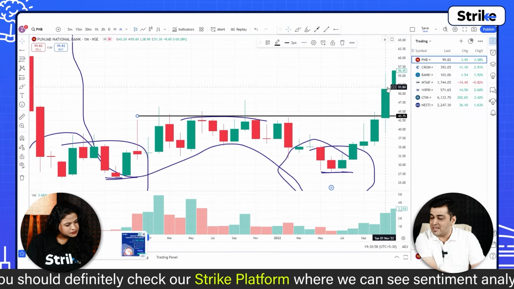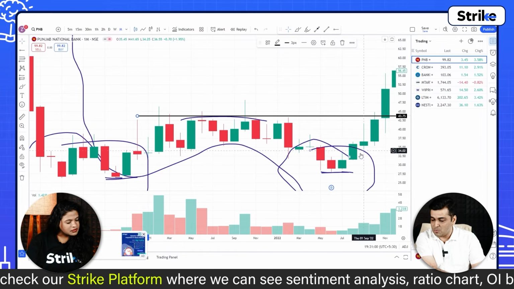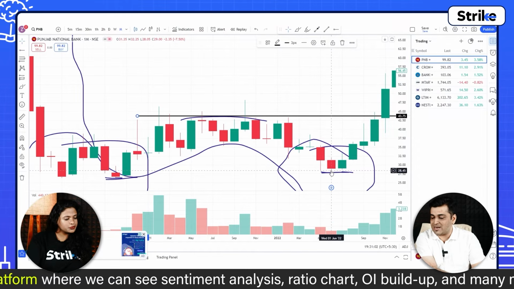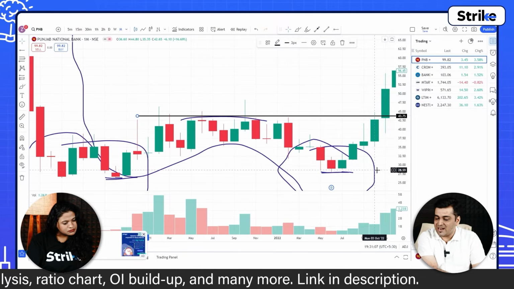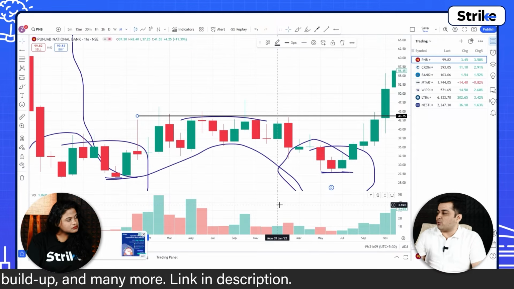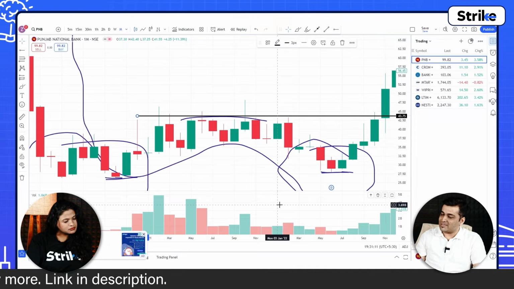Here you can buy, and where will you put a stop loss? Below the low of bottom 2. That is at 28. So just rounding it off, if you are buying something at around 50 and 30, there is around 20-25 rupee risk. Are you willing to take that risk?